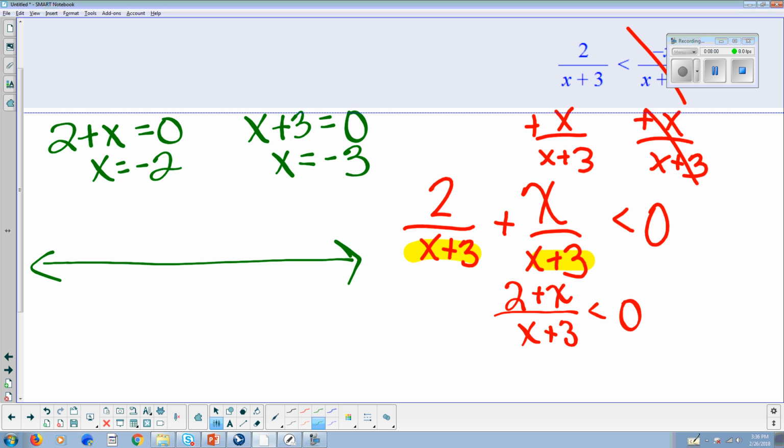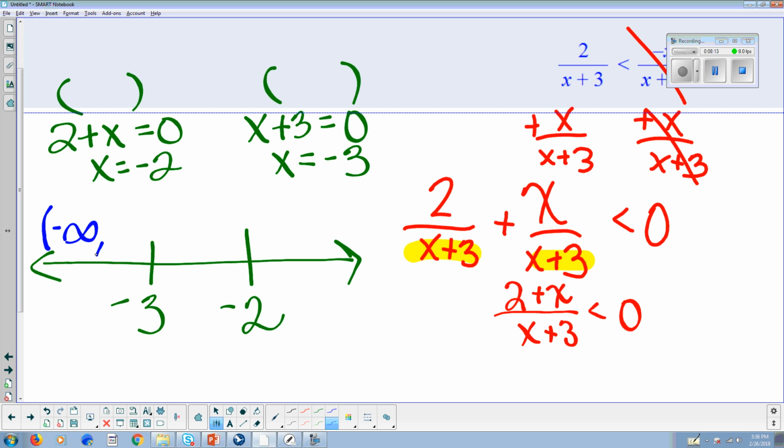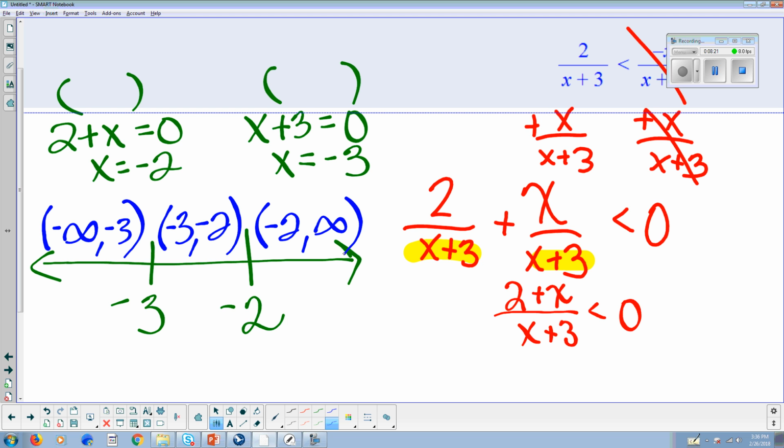Noticing that the symbol is less than, I'm going to deal with all curvy brackets this time. So negative 3 may be here on the number line. Negative 2 would be there. My intervals include negative infinity to negative 3, negative 3 to negative 2, and negative 2 to positive infinity. So last, I'm going to test a number from each interval into this function.